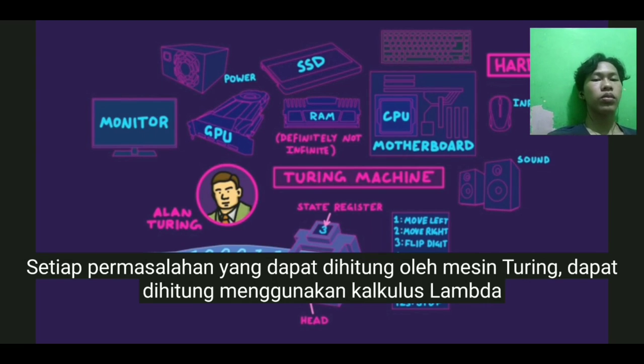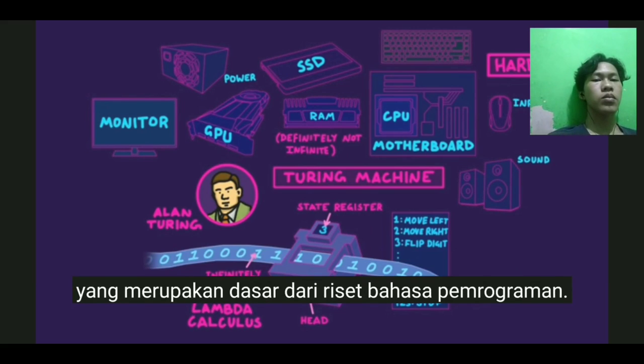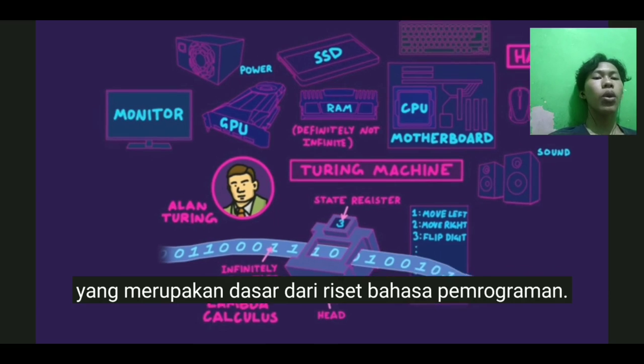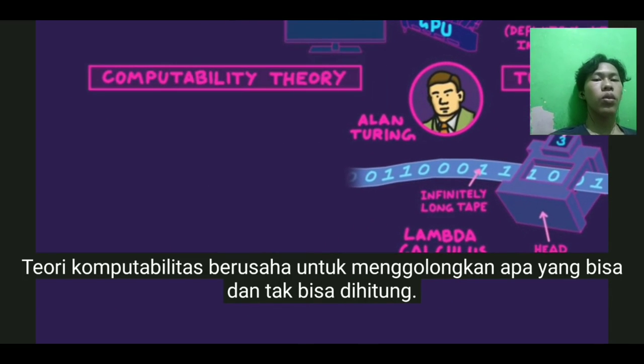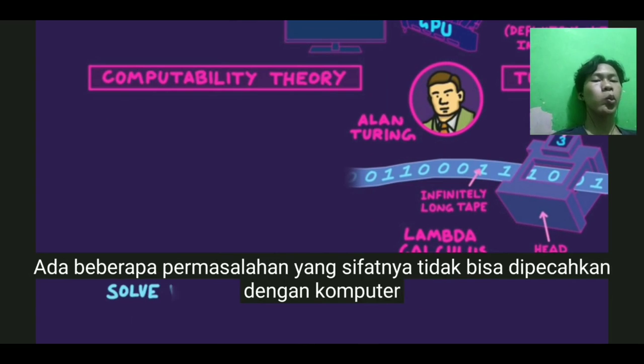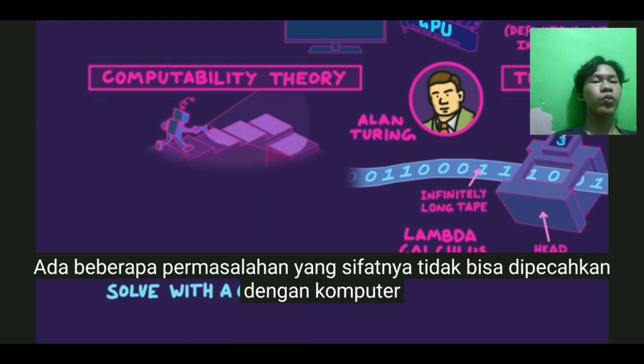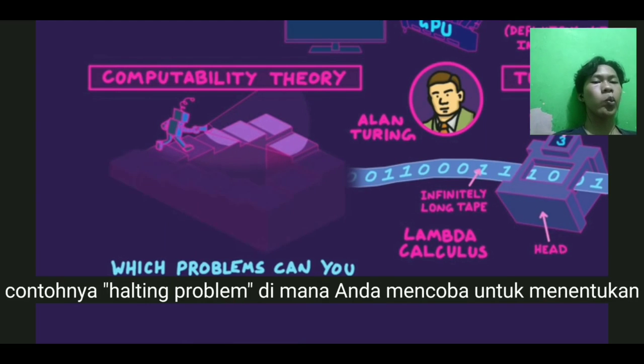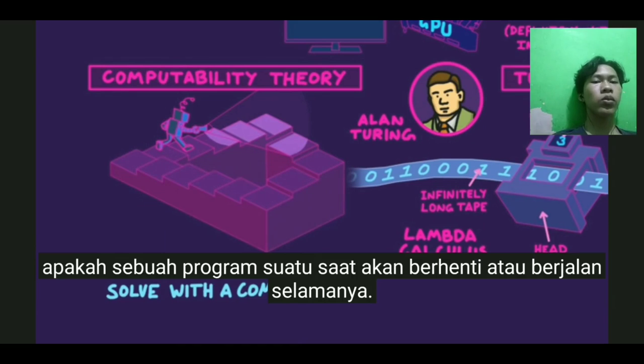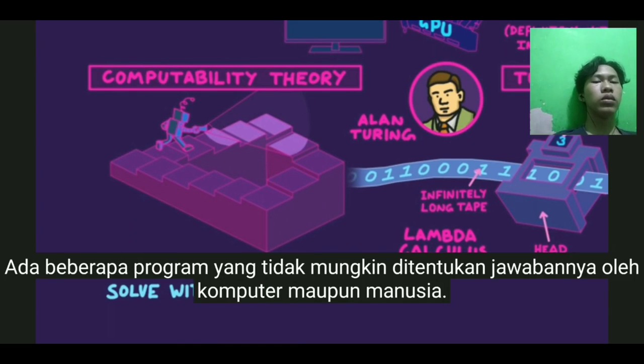Every problem that's computable by a Turing machine is computable using lambda calculus, which is the basis of research in programming languages. Computability theory attempts to classify what is and isn't computable. There are some problems that, due to their very nature, can never be solved by a computer. A famous example is the halting problem, where you try and predict whether a program will stop running or carry on forever. There are programs where this is impossible to answer by a computer or a human.